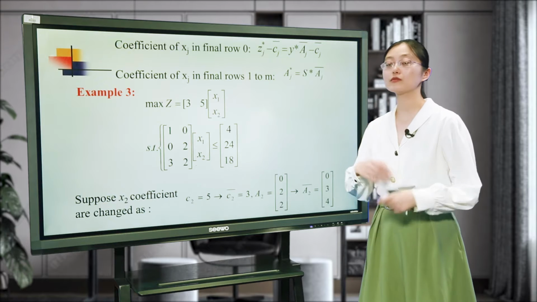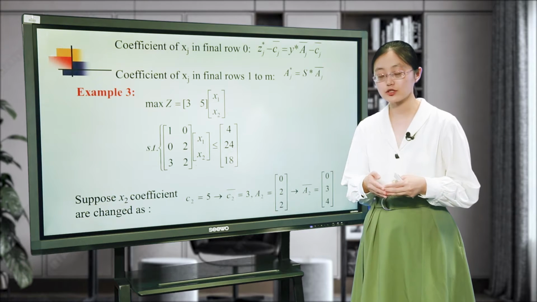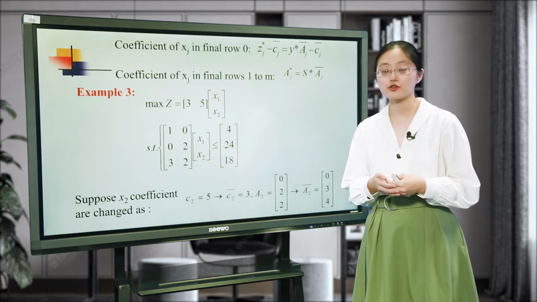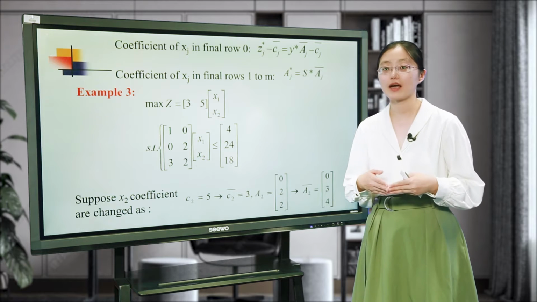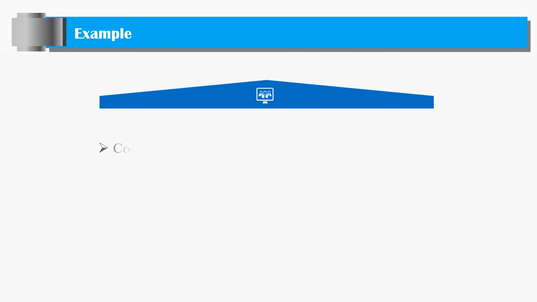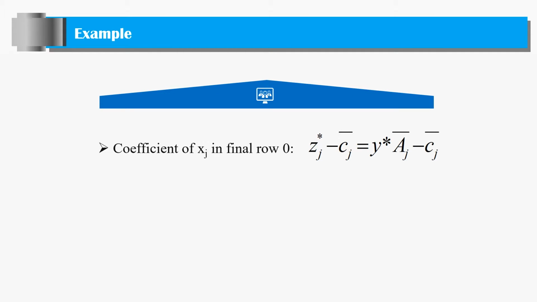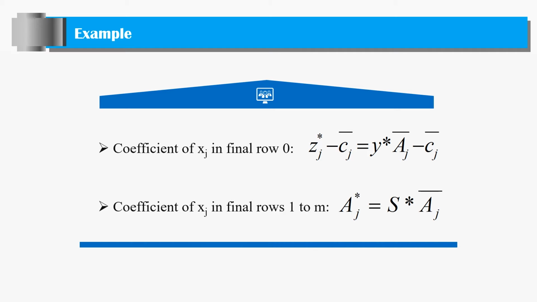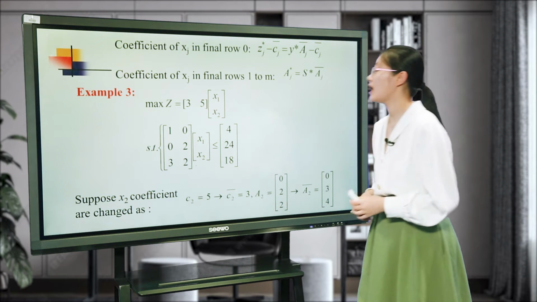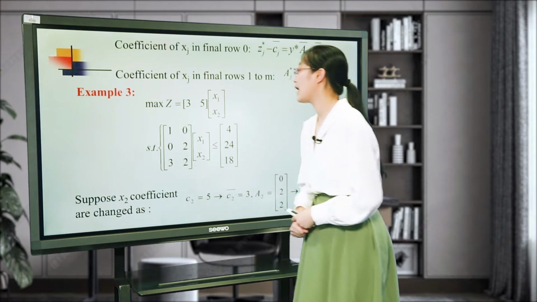Recall that the rule for replacing the coefficients in the objective function for xj and the column vector is still the same. If we change the coefficients of xj, then the coefficient in equation 0 will still be y star aj bar minus cj. And then the coefficient in the final tableau for the rest of the equations will still be aj star equals s star times aj bar. So now let's consider this example again.